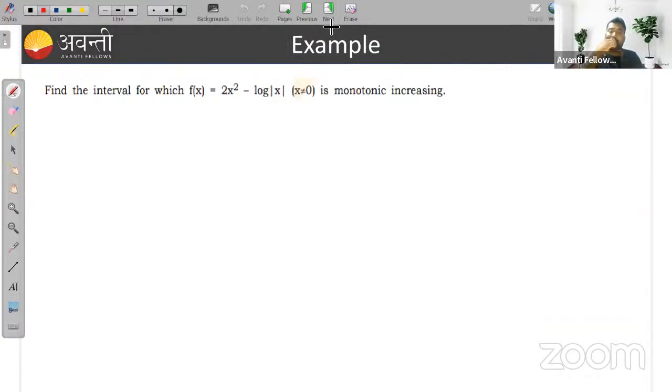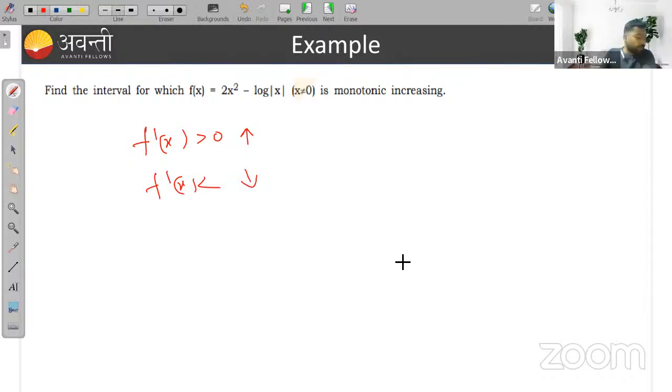We have one example here: find the interval for which the function is monotonic increasing. So you have to find the interval where the function is monotonic increasing, right. So how can we do that? We know that when a function is monotonic increasing, if f of x is given, f dash of x is greater than 0, then we can say this function is strictly increasing, and if f dash of x is less than 0, then we can say this function is decreasing.